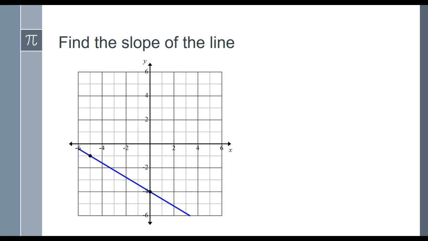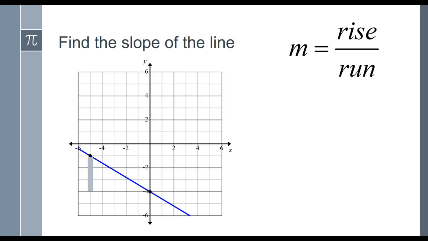Let's try another one. Find the slope of a line given a graph. I'll let you see if you can figure out what the slope is on your own. Again, let's use rise over run to describe our slope.